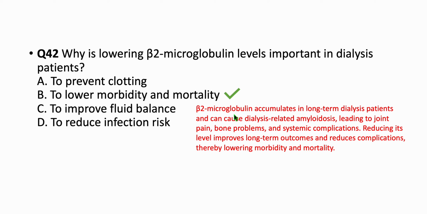Since beta 2 microglobulin accumulates in long term dialysis patients and can cause dialysis related amyloidosis, leading to joint pains, bone problems, and systemic complications. Reducing its levels improves long term outcomes and reduces complications, thereby lowering morbidity and mortality. There is a separate video we have made on beta 2 microglobulin. You can also watch that, and you can see, I guess, over here in the icon tab, and there will be a direct link to that video.